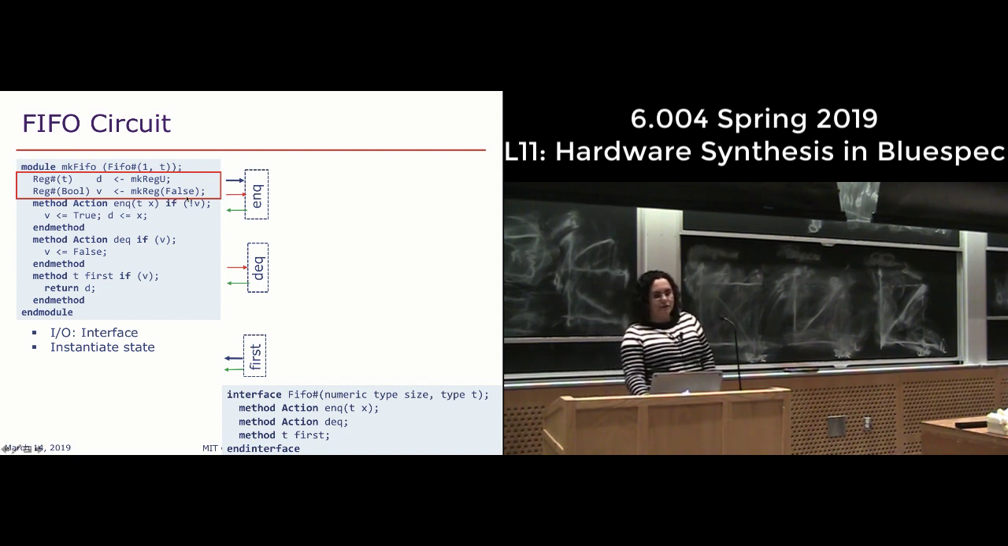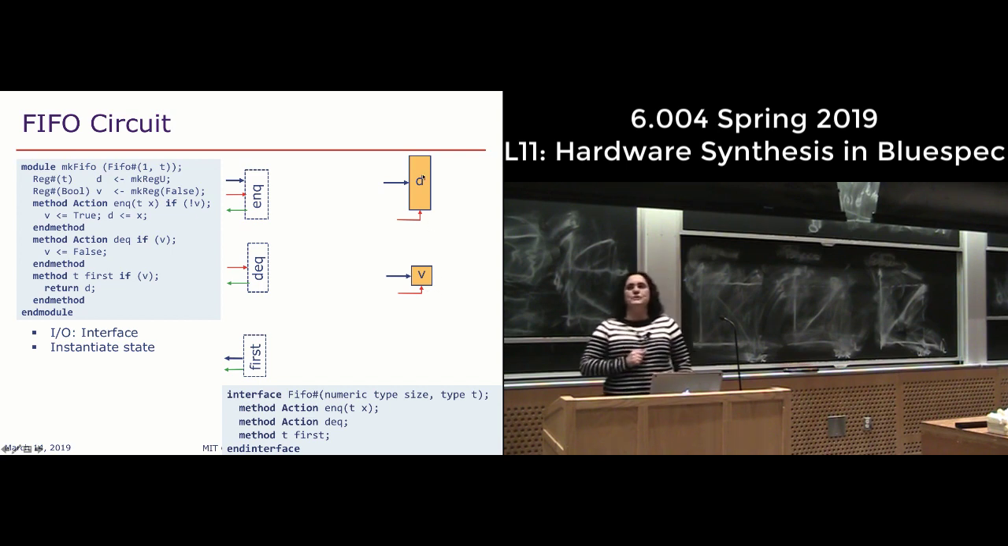Okay, and so that's initialized to false because initially your one element FIFO is empty. And so we're going to take the state instantiation, and that tells us that basically we have in our circuit these 2 registers, D, which is of type T, and V, which is a Boolean type, and both of them are going to have both a data input and an enable.